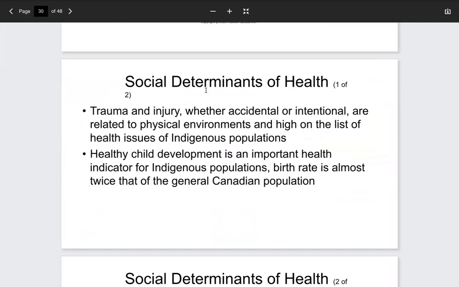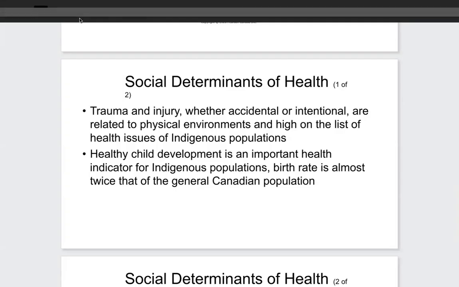So trauma and injury, whether it's accidental or intentional, these are also related to physical environments, and they're high on the list of health issues faced by the Indigenous community. Healthy child development is an important health indicator. And for Indigenous populations, the birth rate is almost twice that of the general population. So as I mentioned, it's a very young population.